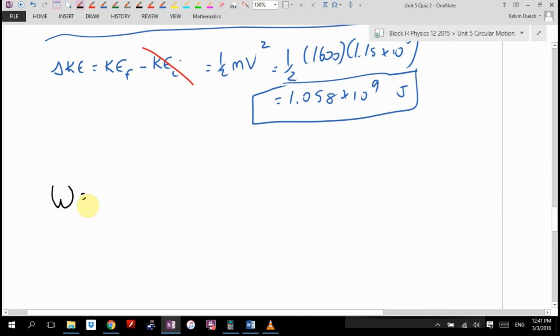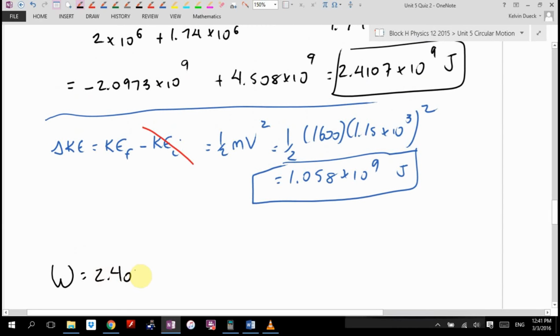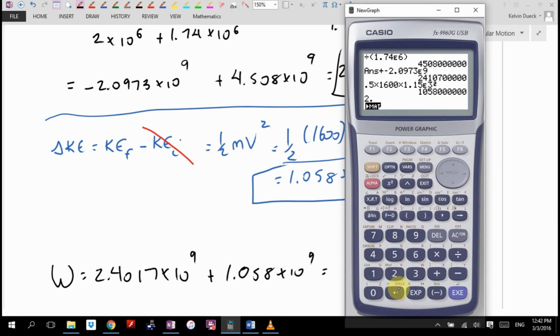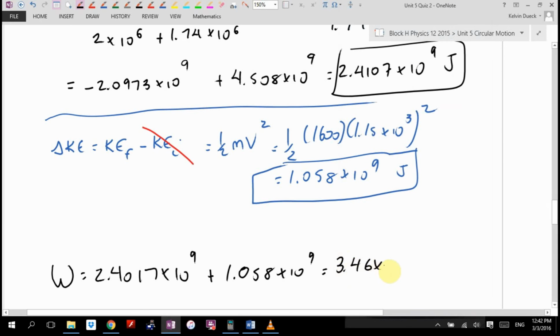Final answer. It's going to be the change in potential, which was 2.4017 times 10 to the 9th plus 1.058 times 10 to the 9th. Still significantly cheaper than launching from Earth. 2.4017 times 10 to the 9th plus, haha, answer button. Do you get 3.46 times 10 to the 9th? Is that right? People are nodding. I'd take 3.45. I'd take 3.47. 3.4 something.